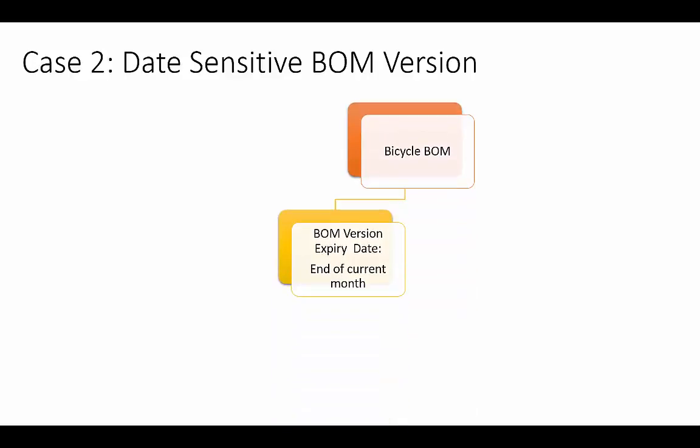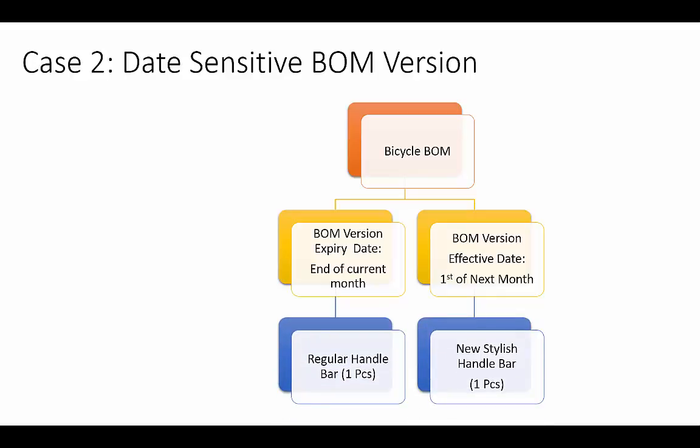Let us look at case 2, which explains why we may need a date-sensitive BOM version. The company so far sold the bicycle using the regular handlebar. However, based on customer demand, the company has decided to replace the old-fashioned regular handlebar with a new stylish one. It has been decided that for all the customer orders received from next month onwards, the bicycle will be assembled using the new stylish handlebar. Hence, a new BOM version having an effective date of the 1st of next month should get created, approved and activated. For the current BOM version, the expiry date is set to the end of the current month so that the new BOM version will be considered by the system automatically from next month onwards.